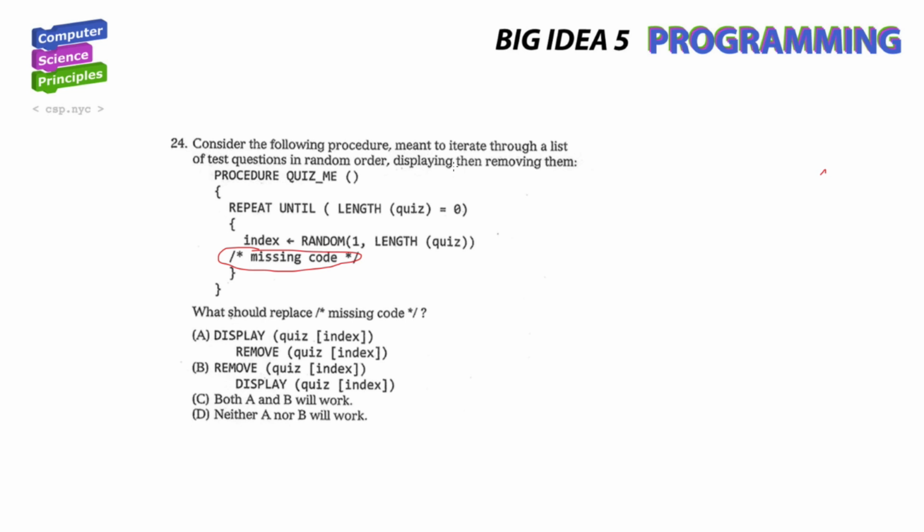So remember what we need it to do. We need it to display and then remove the questions. So for A, it says display quiz of the index. Okay, so if it chooses number 3, it's going to display quiz question number 3, and then it's going to remove quiz question number 3. So that's precisely what we want it to do. We can't have it remove and then display. So this can't work. And if it can't do this, it can't be this. And it can't be neither if A looks good. So A is our answer for 24.